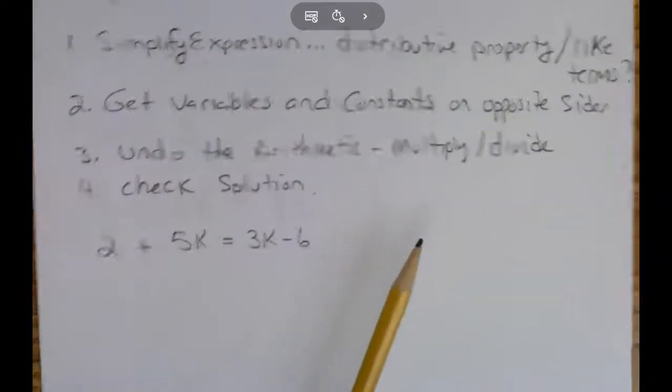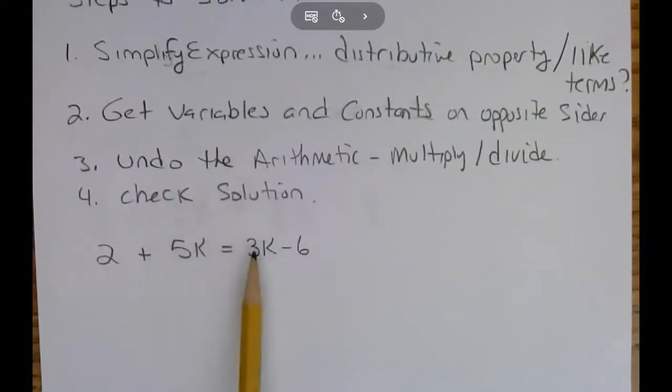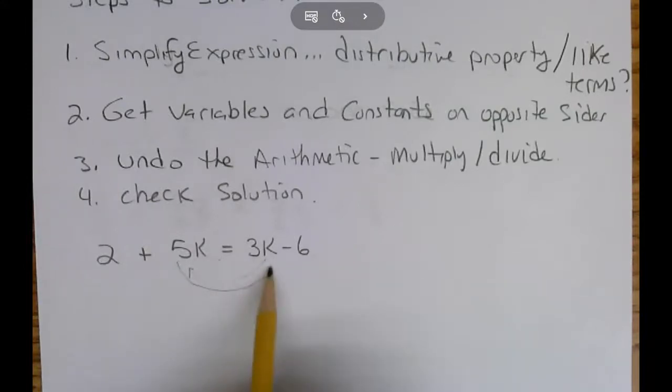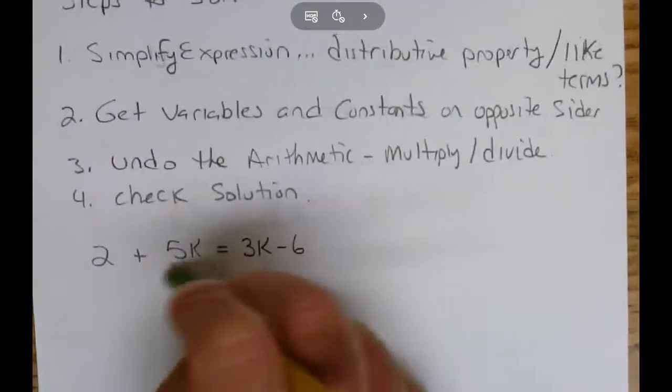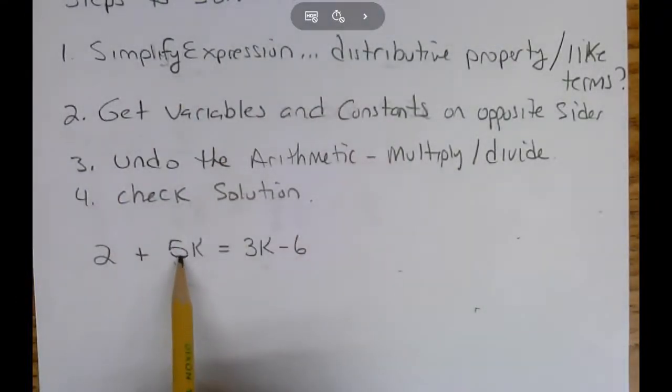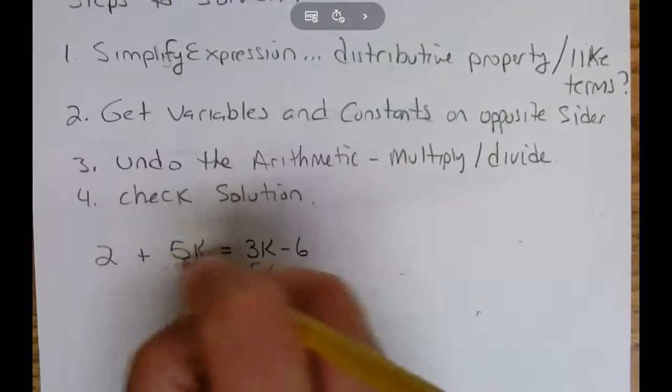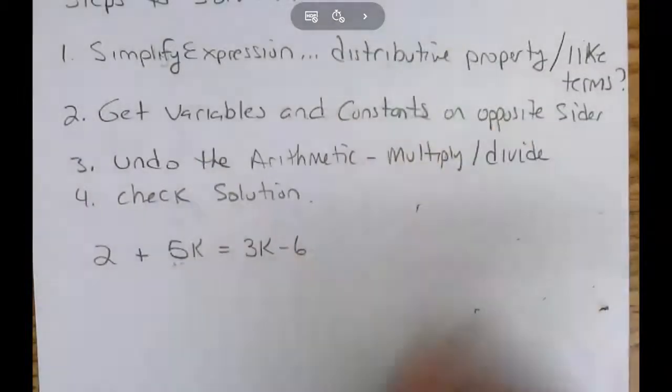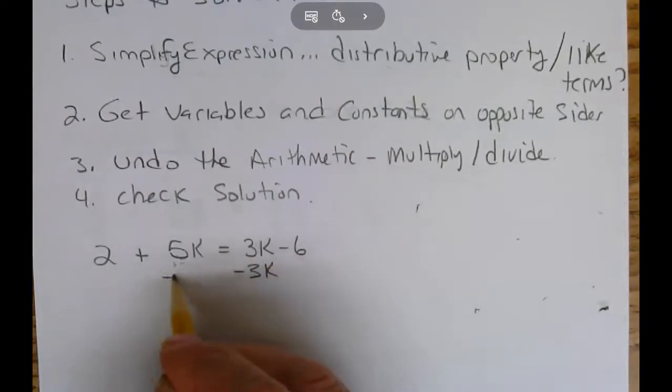So let's look at this one. Here we have 2 plus 5k equals 3k minus 6. We want to get k on one side, so we're either going to have to bring the 3k over here or the 5k over there. For me it's an easy decision because I don't want to have to deal with negatives. If I want to get 5k over to the other side, I'm going to use the addition property of equality and subtract 5k. But when I do that, I'm going to have 3 minus 5k, a negative 2k. I don't like that, so I'm going to go the other way. I'm going to subtract 3k from both sides.